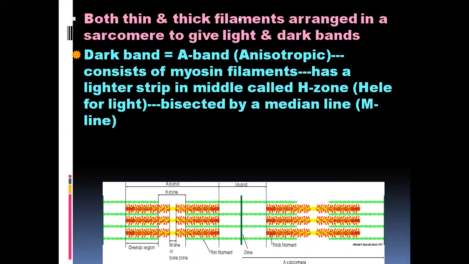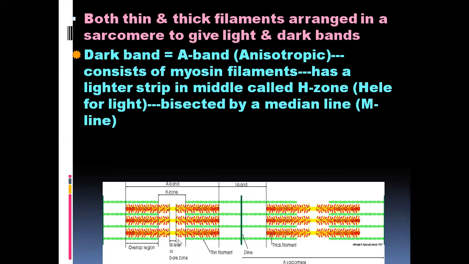Both the thin and the thick filaments are arranged in the sarcomere to give us a light and a dark band. Now, this is the dark band, which is the A band, very clear, and this is the I band. The dark band is known as the A band. It is anisotropic. It consists of myosin filaments. Now, these are the myosin heads which are sticking out, as I have just told you. This is the area where the actin is overlapping, so it appears to be a little bit thicker and darker. And this is the area where the actin is not present, where we just have purely the myosin filaments.